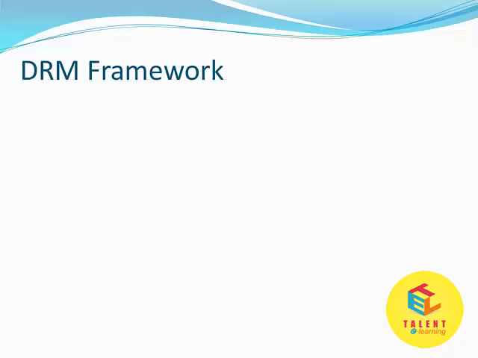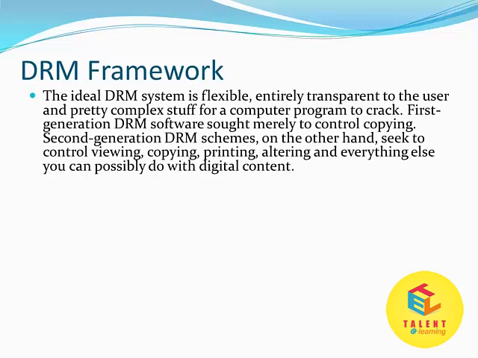DRM framework. The ideal DRM framework is flexible, entirely transparent to the user, and pretty complex stuff for a computer program to crack. First generation DRM software sought merely to control copying. But the second generation DRM schemes, on the other hand, seek to control viewing, copying, printing, altering, and everything else you can possibly do with digital content.